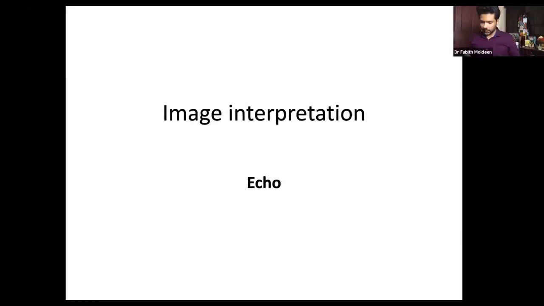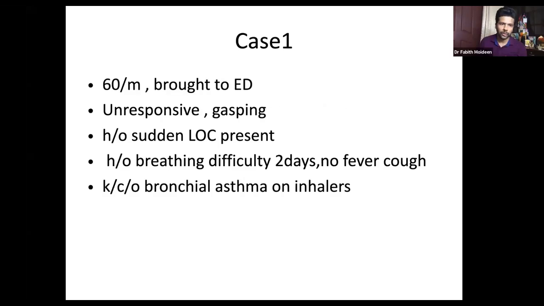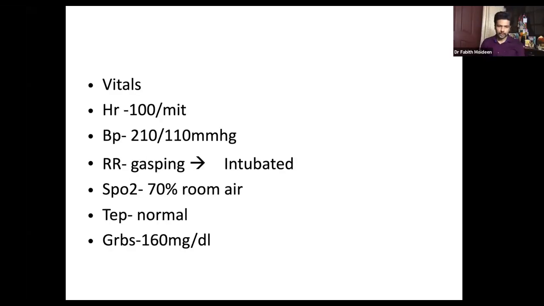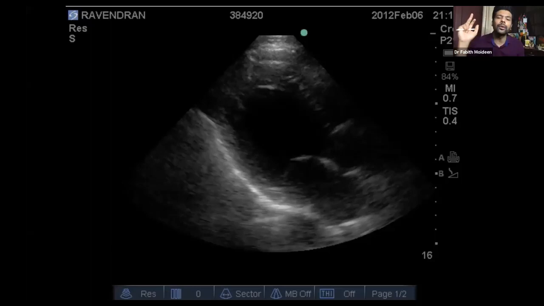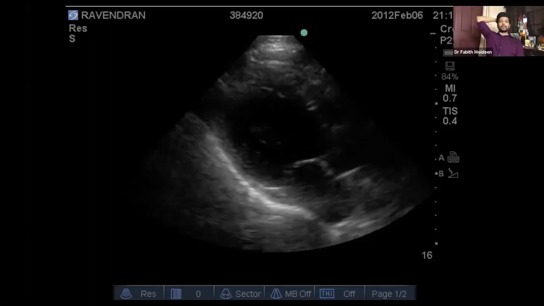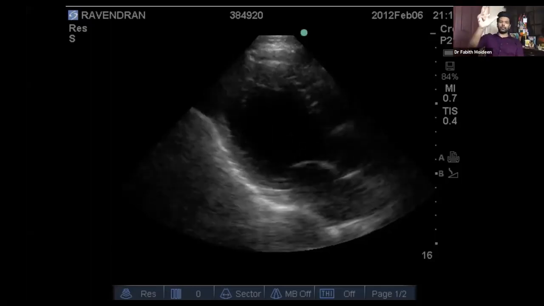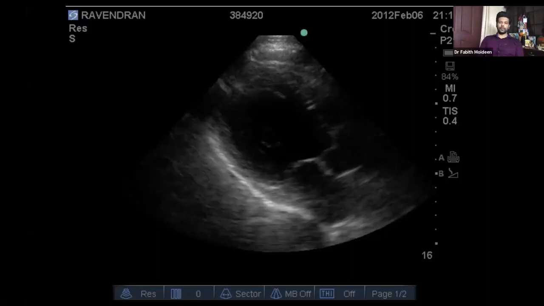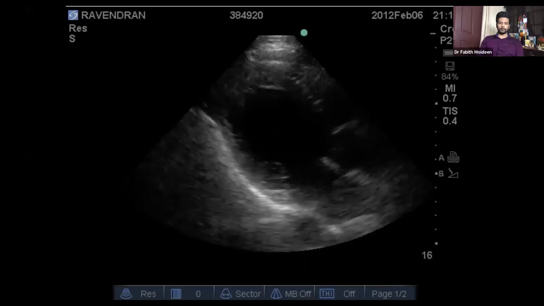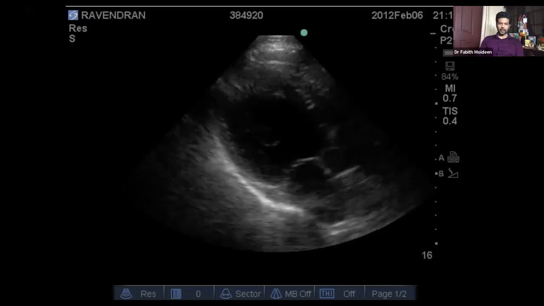All right. So image interpretation echo. Okay, you have a sick patient coming with gasping and his vitals are abnormal with decreased saturation. You're not going to go into details of the history and things like that. Just show you the echo. So as I told you, think how do you read methodologically? Okay. So you apply the rule of outside to inside. Okay. Anybody is answering?